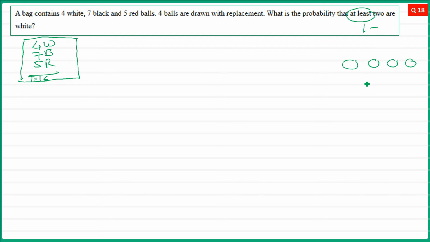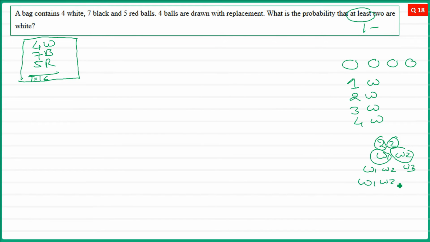Alright, let me make 4 balls and then tell you that 1 white it can be. At least 2 white means the possibilities are all the 4 balls, 3 balls, 2 balls, 1 white ball. But we are interested in only at least 2 white balls. So you need to fix 2 white balls, first case. Then you have to fix 3 white balls. Then you have to fix all the 4 white balls. So this W1, W2, W3, see all these possibilities can be done.